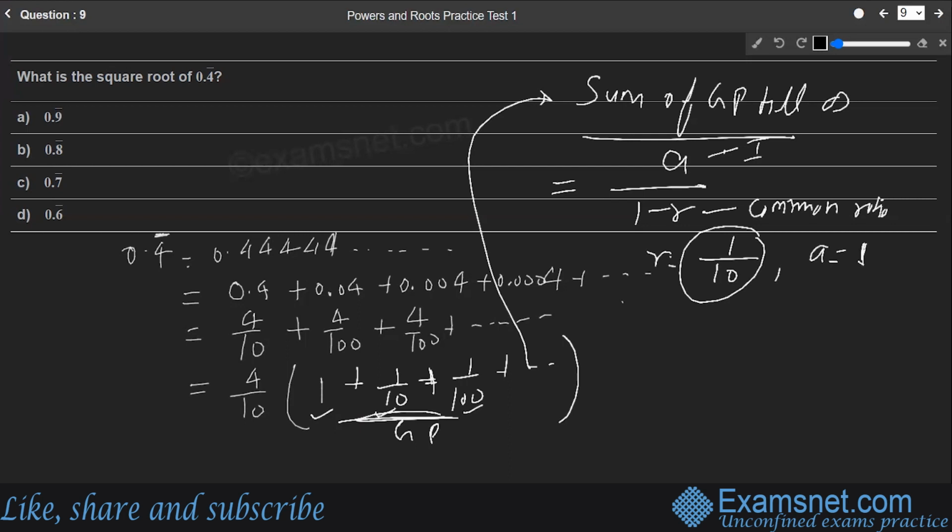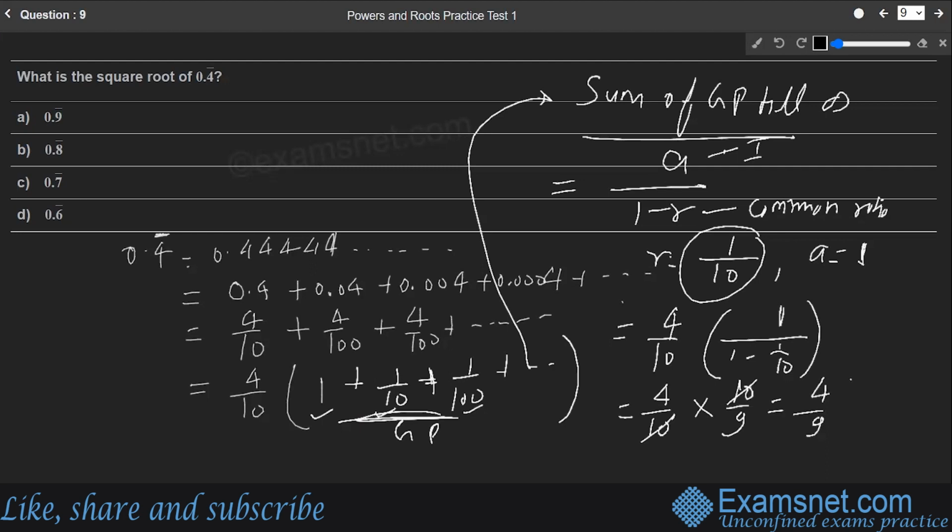So if we use this, we get the final value as 4 by 10 into A upon 1 minus R, that is 1 upon 1 minus 1 by 10. Which is nothing but 4 by 10 into, 1 minus 1 by 10 is 9 by 10, so it's going to be 10 by 9. This 10 and 10 cancel, so it ultimately comes out to be 4 by 9. So the value of 0.4 bar is simply 4 by 9.